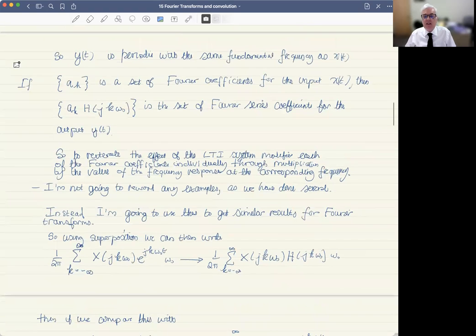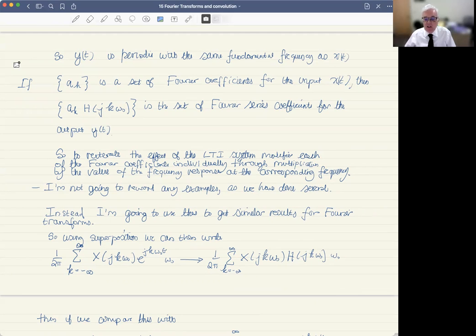So basically, here are the properties. What the LTI system does is it modifies each of the coefficients individually through multiplying by the value of the frequency response at the corresponding frequency. I'm not going to rework any examples. We've done several of those. What I'm going to do is to get similar results for Fourier transforms.